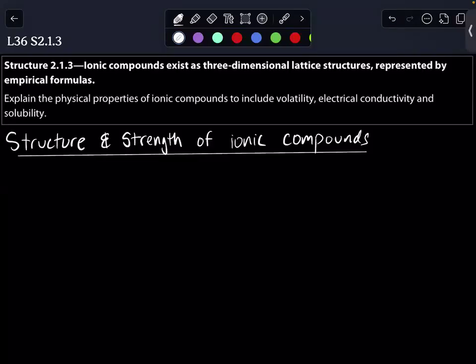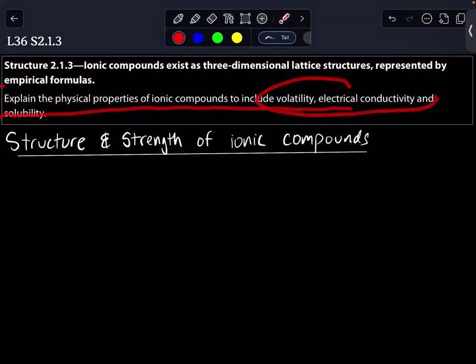Today we're going to be going over structure 2.1.3, how ionic compounds exist as three-dimensional lattice structures represented by empirical formulas. And for that, we're going to be using formula units as we discussed in our last lesson. Furthermore, we'll explain the physical properties of ionic compounds a little bit, including volatility, electrical conductivity, and solubility. So we'll just be going over those just a little bit in this lesson.